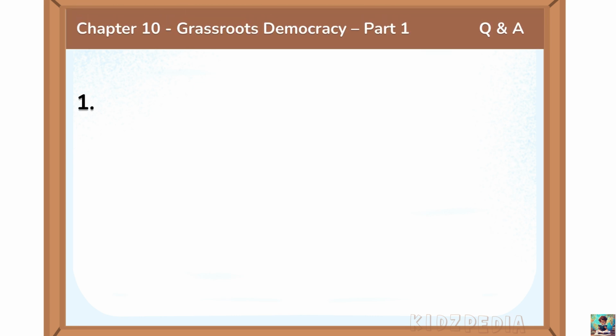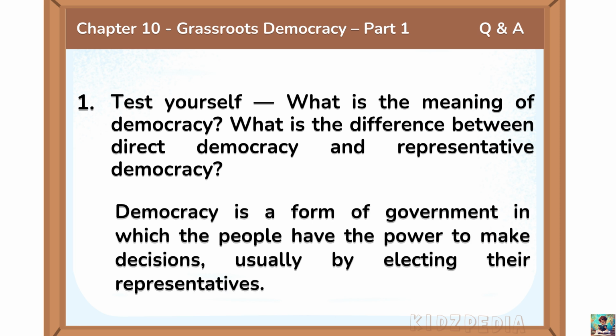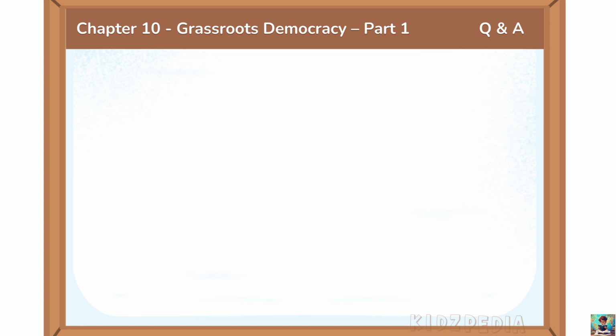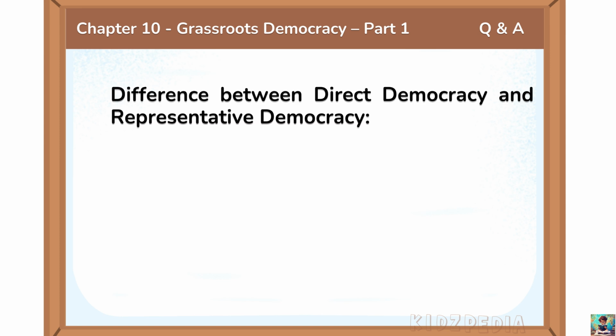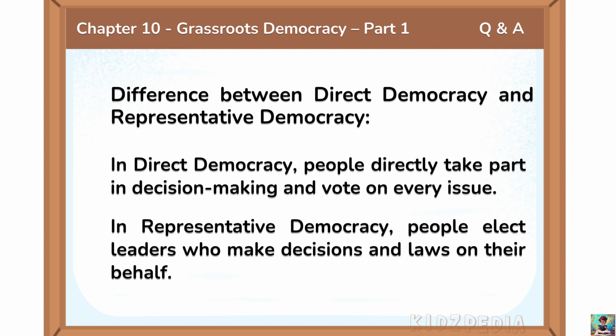The first question given is, test yourself: what is the meaning of democracy? What is the difference between direct democracy and representative democracy? Democracy is a form of government in which the people have the power to make decisions, usually by electing their representatives. And the difference between direct democracy and representative democracy is, in direct democracy, people directly take part in decision making and vote on every issue. In representative democracy, people elect leaders who make decisions and laws on their behalf.